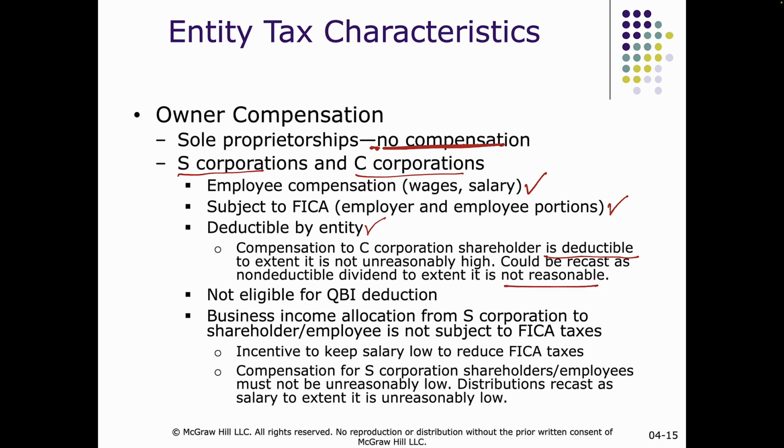not reasonable. So define reasonable, right? We don't know. The wages here for an S corp or a C corp are not eligible for the qualified business income deduction, and the business income allocated from the S corp to the shareholder or employee does not have to be paid FICA tax. The incentive is to keep the salary low to reduce that FICA tax. And then compensation for the S corporation's shareholders or employees must not be unreasonably low. Again, these distributions can be recast as salary to the extent they are unreasonably low. Define unreasonably again, right?